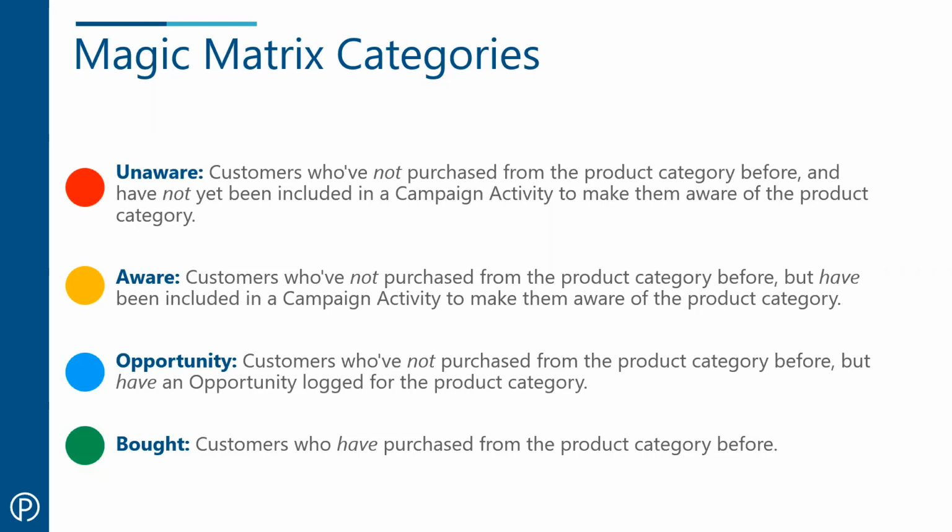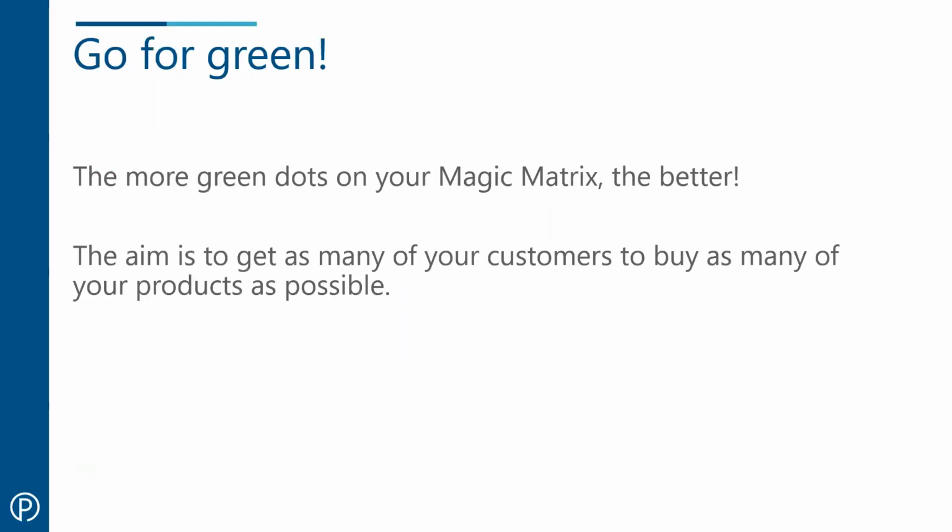And then when they finally turn green, hopefully, it means that in terms of their historic transactions that we hold from your back office system, they have purchased from that product category. So we've got a green dot, and obviously, as you might expect, the aim is to go for green. We want to get more green dots in the magic matrix, which equates to those ticks that we were looking at earlier. It means that many customers have bought as many product categories as possible. So that's the principle of it.